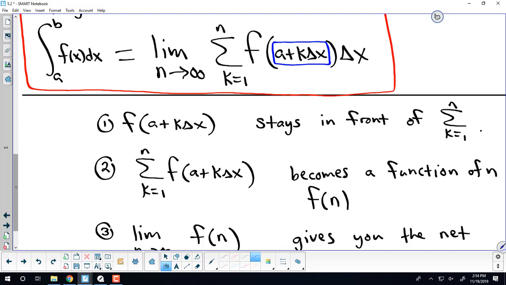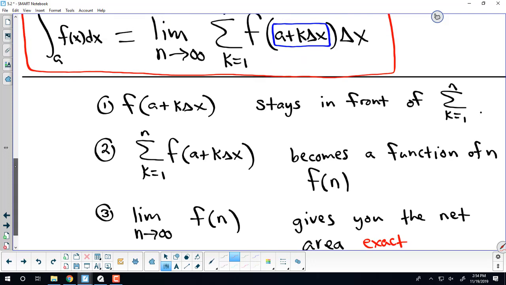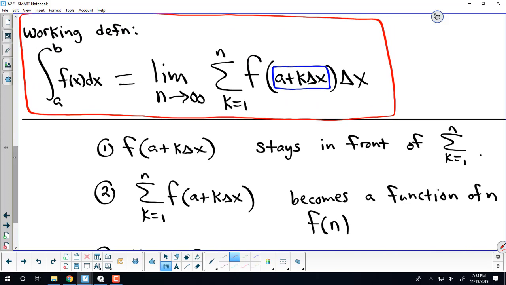So the k's stay as k's because they have to be summed in terms of n, and n stays as n because once we're done, we have to let n go to infinity. So it's not like we put infinity into the sum and work with it that way. In effect, what we're doing is computing a finite sum that comes out to involve n, and then we let n go to infinity. So that's the last thing you compute, the limit at infinity. So it gives you the net area, the exact net area, I should say. So that's our working definition of a definite integral.